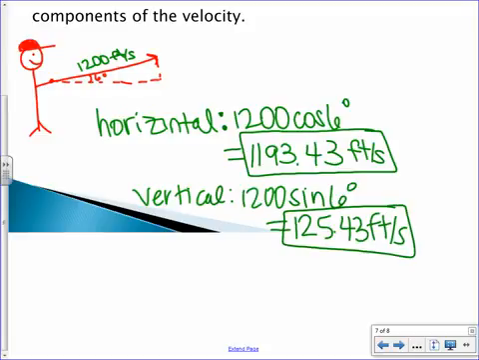Do those numbers make sense in relation to our picture? We're at a 6-degree angle. The vertical change isn't going to be very much.